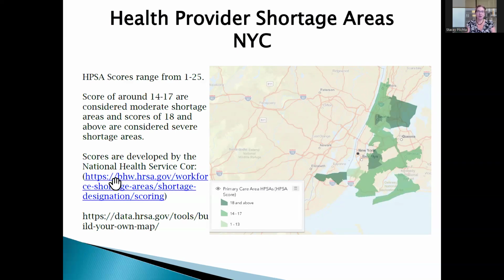If you want to know more about the scores, they're developed by the National Health Service Corps. You can go to their website. If you want to go ahead and build your own map, if you're in a different geography and you're curious as to what health provider shortage areas look like in your area, you can go to that website from HRSA and build your own map.